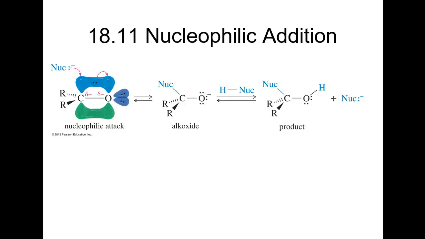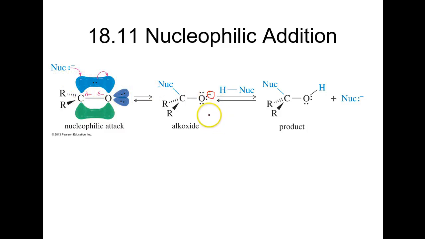All right, 18.11 is titled Nucleophilic Addition. So now we're going to start looking at nucleophiles attacking the carbonyl. Again, this is a mechanism we've seen many times. Imagine this is a Grignard. It attacks your carbonyl, kicks your pi bonds up to your oxygen, gives you the negative charge.